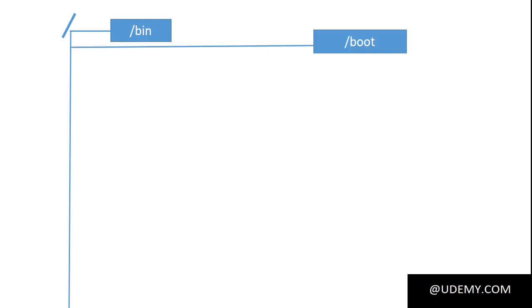Then there is the /boot folder. As the name suggests, this folder is needed to boot your system. This folder contains the Linux kernel, initial RAM disk image, and grub. Grub is a bootloader in Linux.